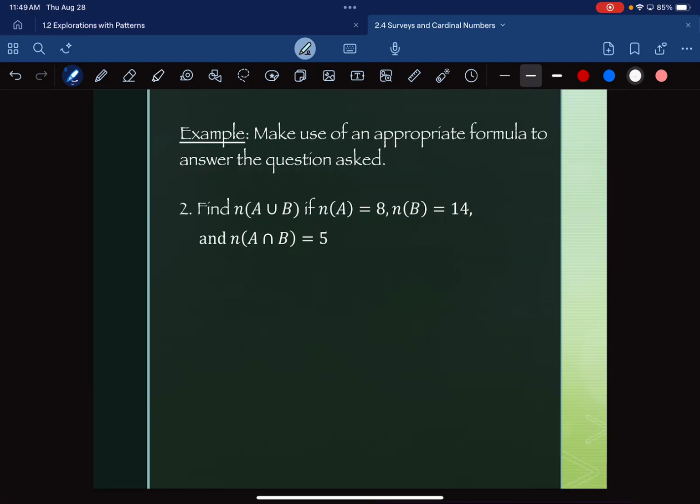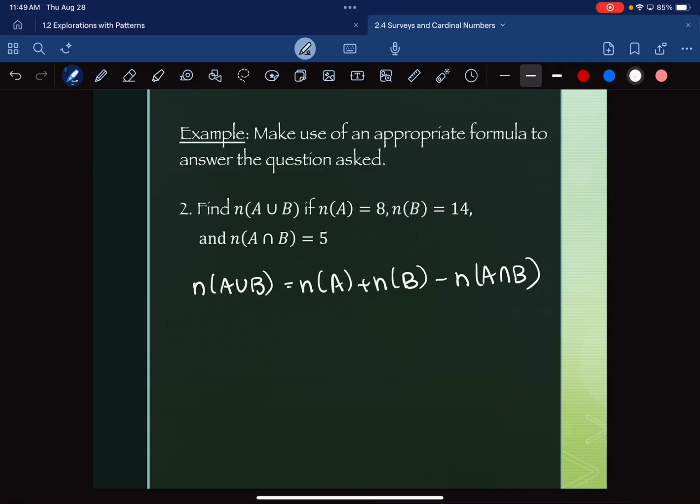This one actually says, make use of an appropriate formula, and we don't have very many formulas. In fact, there's only one so far in this section, right? So we're going to make use of a formula to find a value. The formula that we have, I'll write it on the screen as well, said the following. The number of items in A union B is the number of items in A plus the number of items in B minus the number of items in the intersection of A and B.